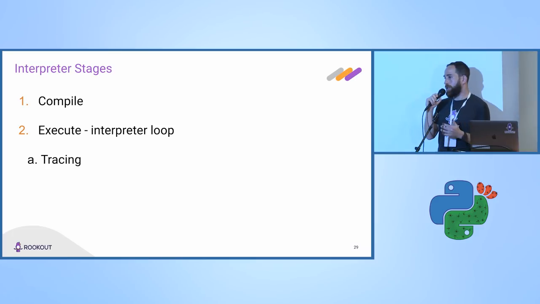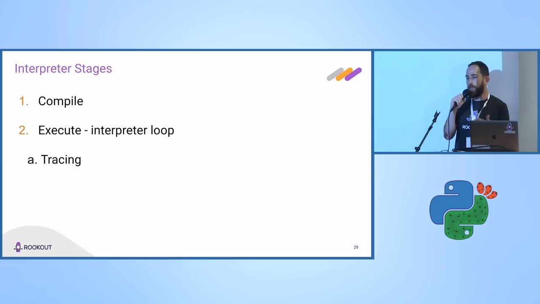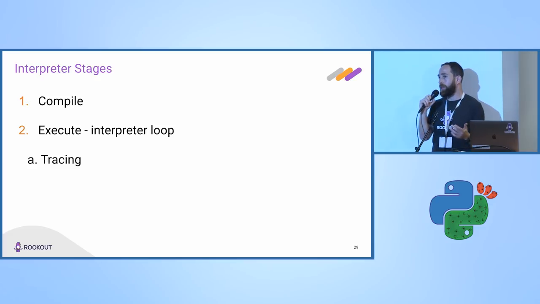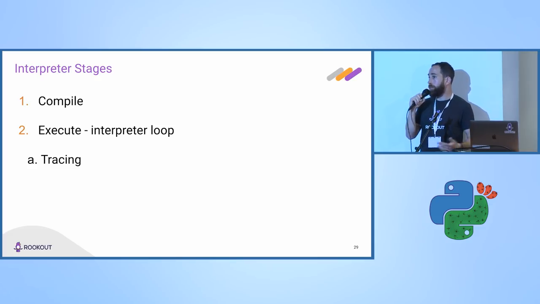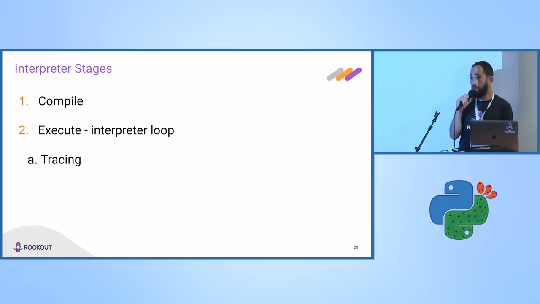Once we turn on tracing, the interpreter constantly asks itself, is this something the tracer cares about? Is this a function call? Is this a return event? Is this a line event? And if so, it calls us. So by turning on tracing, we actually make the interpreter loop slower. As you can see, quite a lot slower.